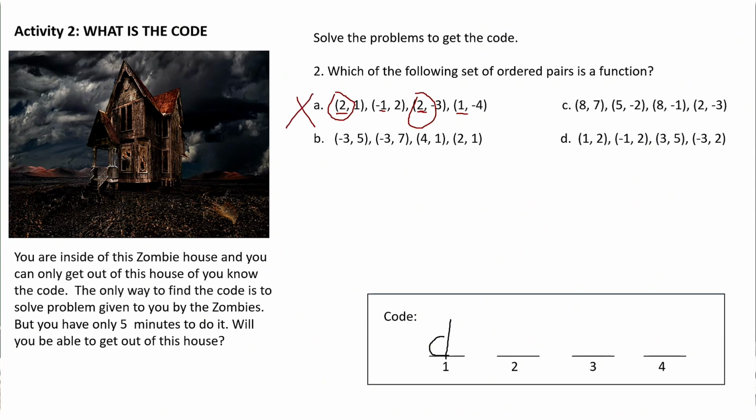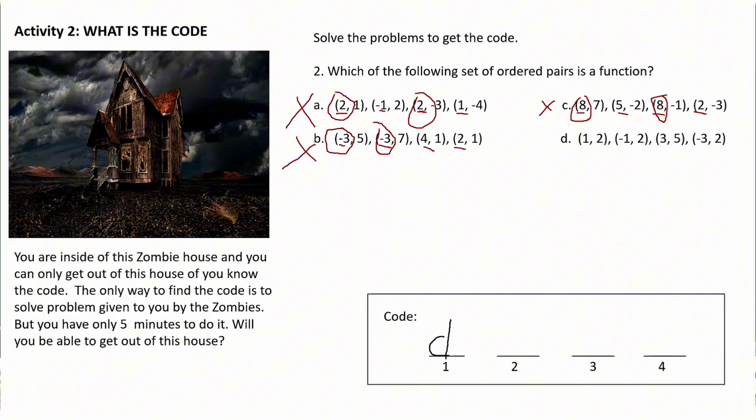For letter B, the x values are -3, -3, 4, and 2. As you observe, still there is a repetition of the values of x. We have two -3's. So still this is not a function. For letter C, the values of x are 8, 5, 8, and 2. Still, this is not a function because there are two 8s in the values of x.